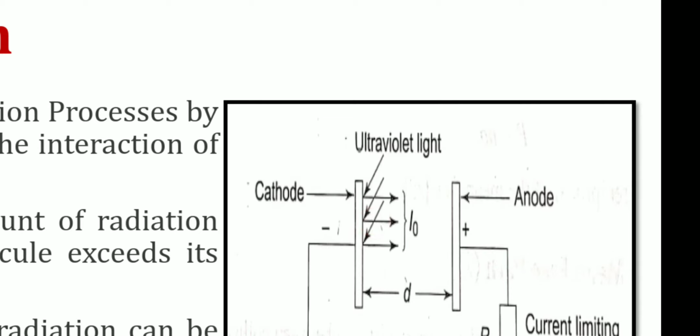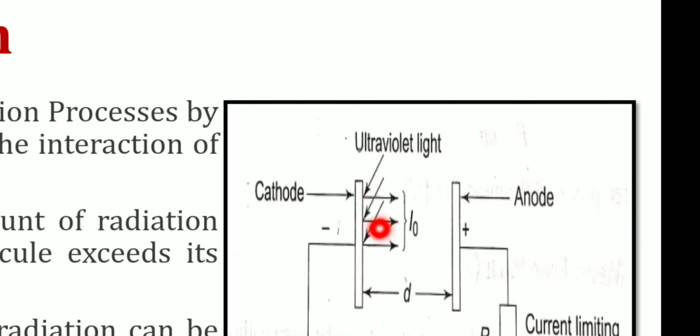Getting my point? Now, the total energy of this positive ion is nothing but the sum of its kinetic energy and the ionization energy. This energy, if it is greater than twice the work function of this metallic cathode, then only one electron will be ejected.